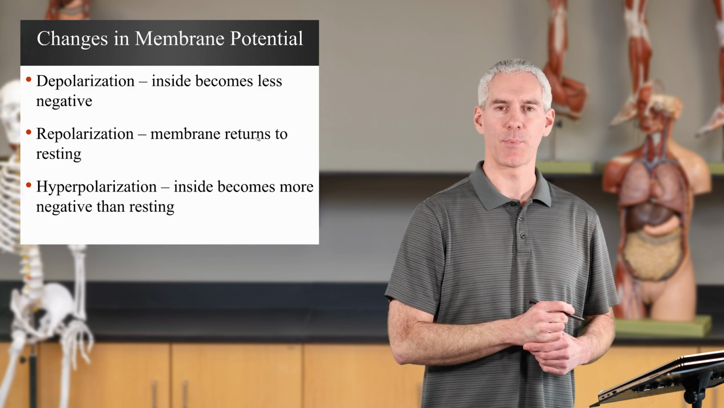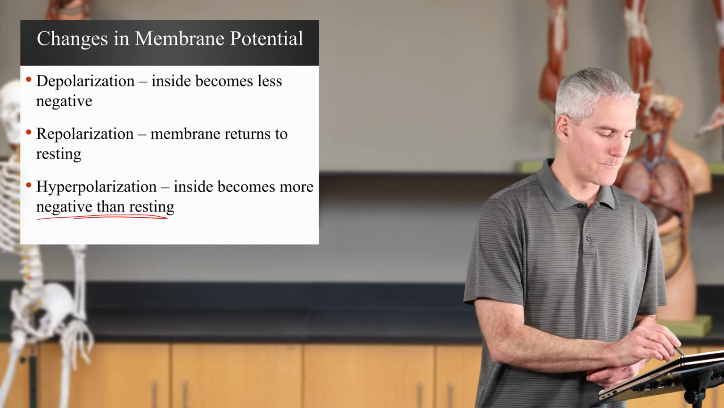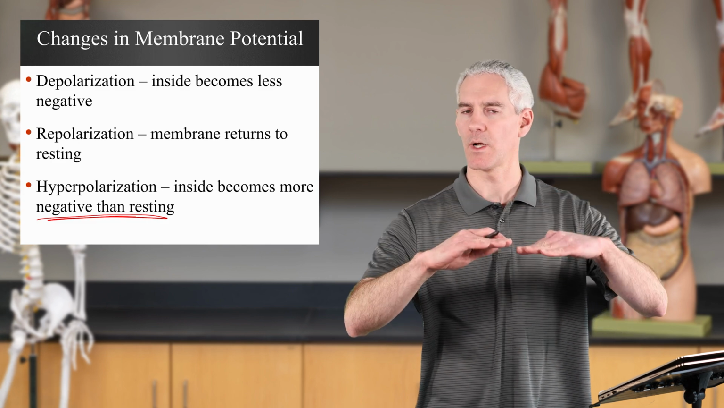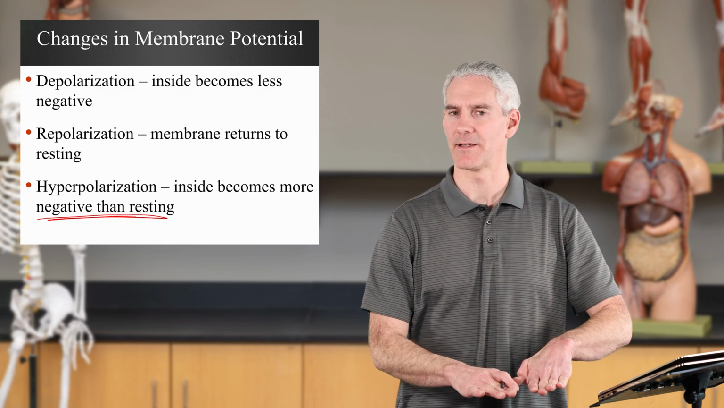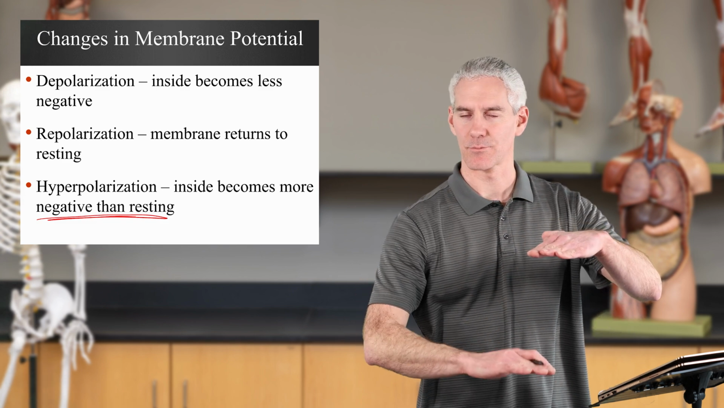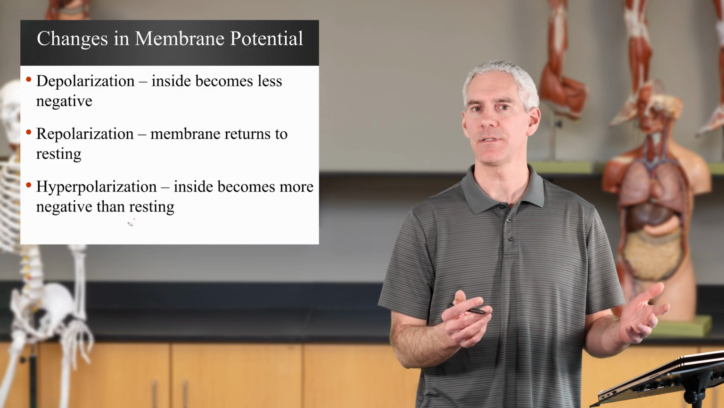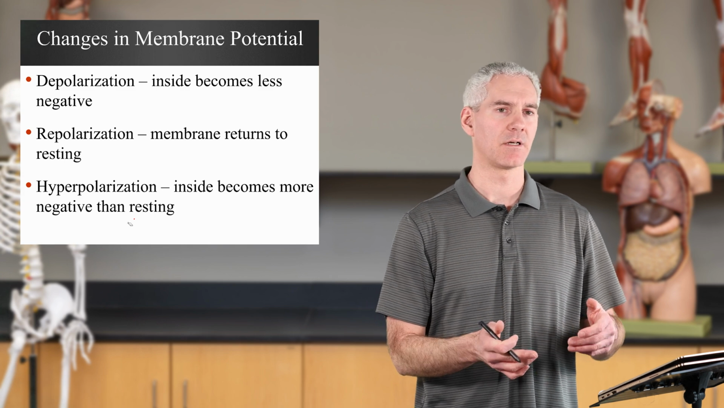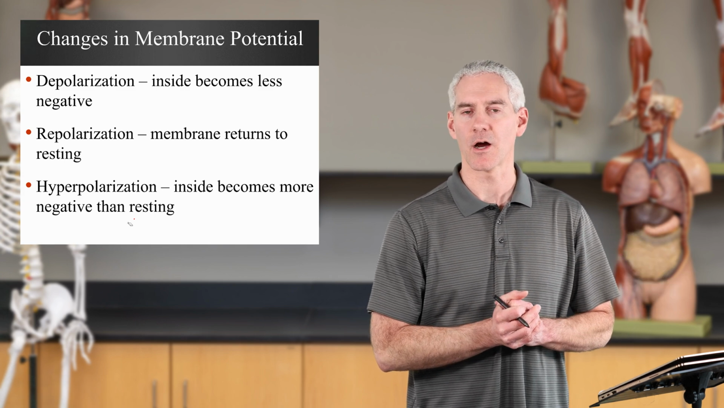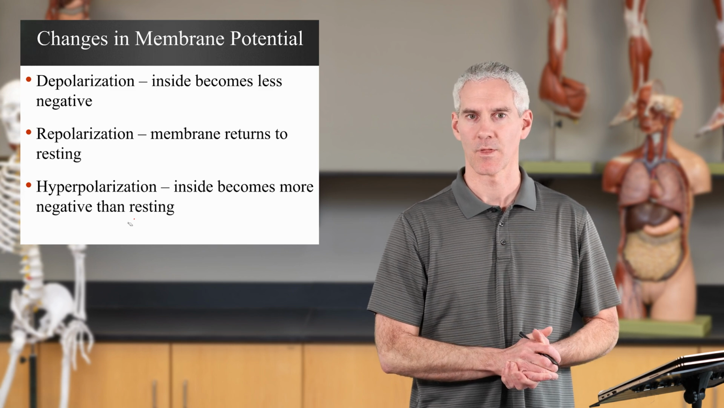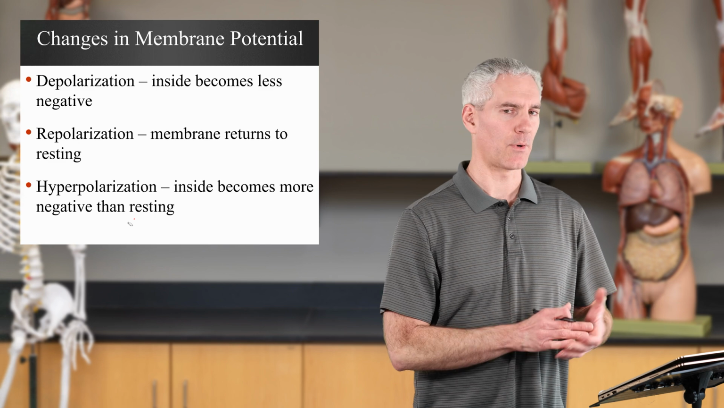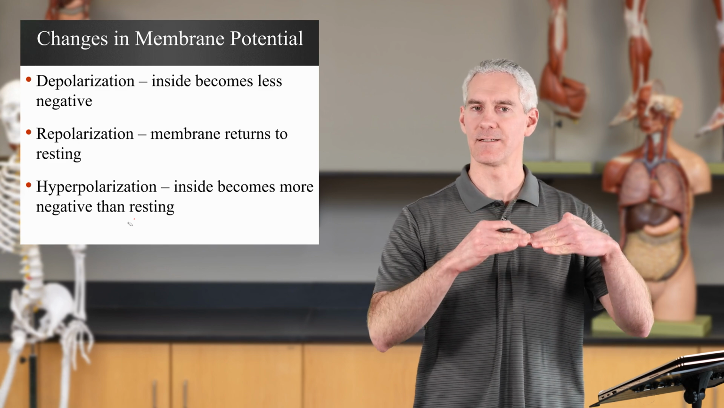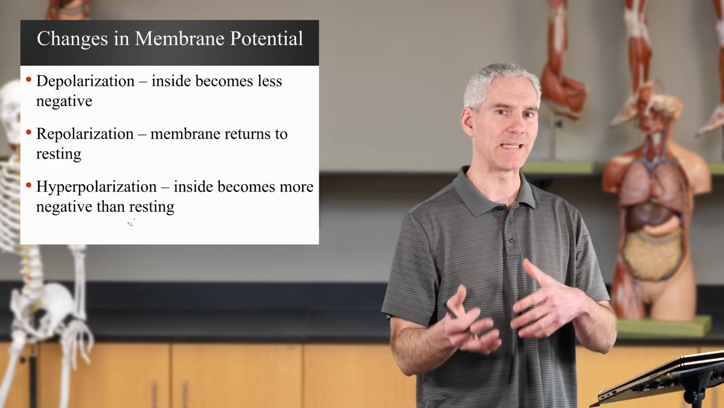The third one, the hyperpolarization. It's more negative than resting. Now, that means you're going to negative 71, negative 72, 73, 74, 75. You're going beyond the resting state. This could happen because you've overshot your repolarization, went too far. This could happen because the different neurotransmitters are trying to prevent a signal from occurring. So there's different reasons that you can hyperpolarize something. But hyperpolarization is going more negative than the resting state. You're going beyond the resting state.